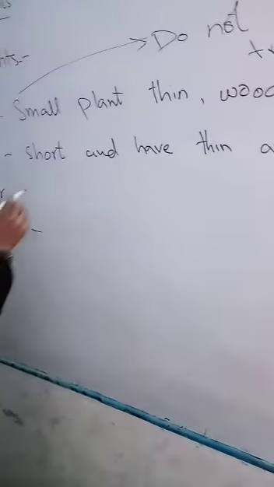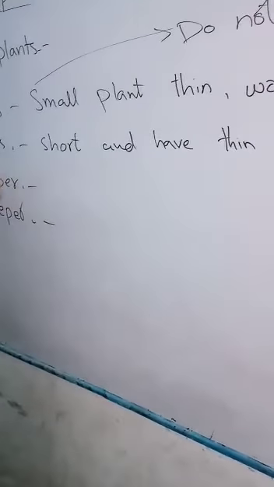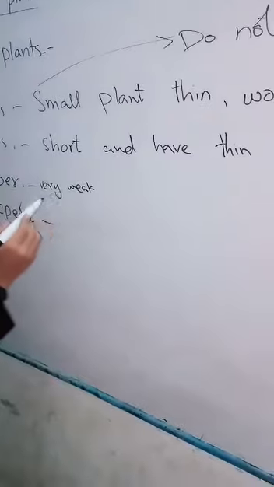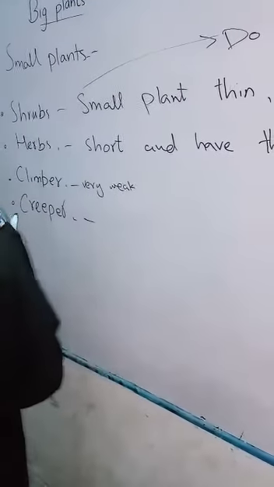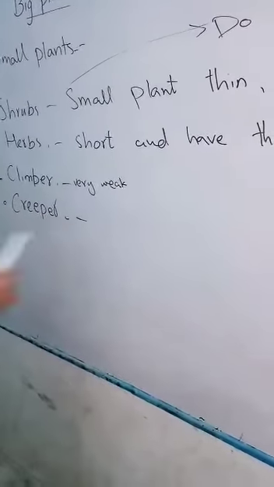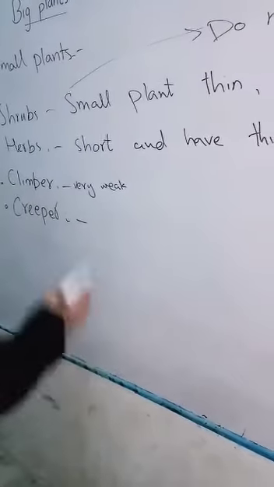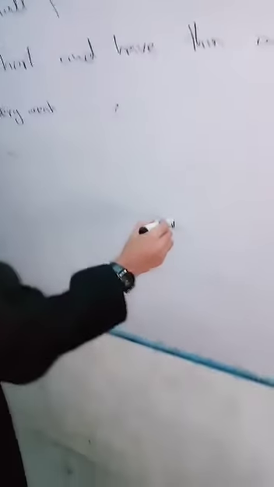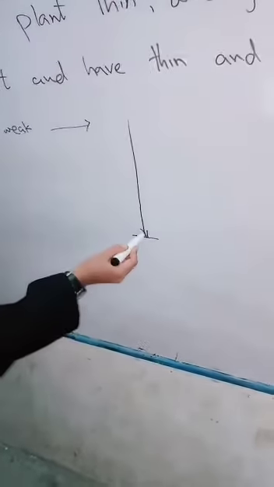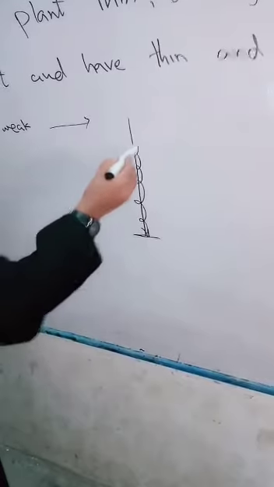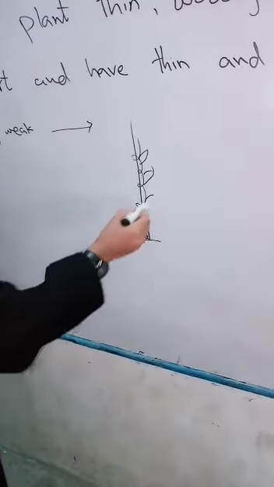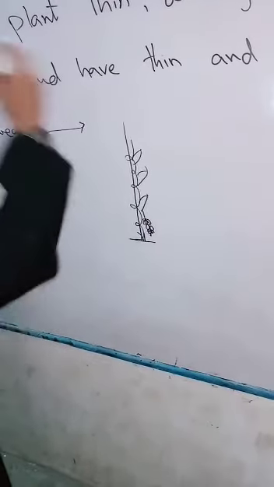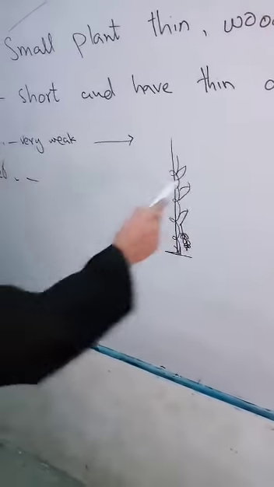Climbers. Some herbs have very weak stems. They cannot stand on their own. They cling with the support of a stick. We need a stick, and the climbers start growing upward, because the stems are very weak.